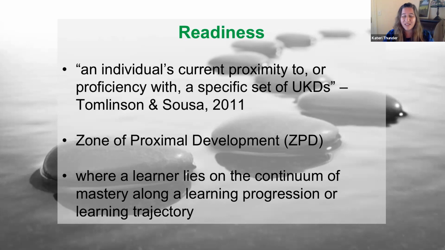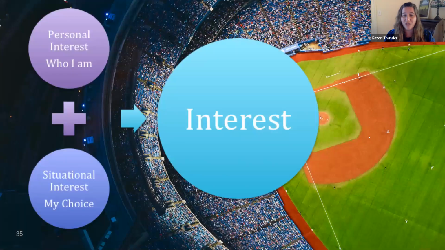Sometimes you can think of readiness as that zone of proximal development, right? That's where are they in that learning progression or that learning trajectory towards mastery? Where are they at the edge of understanding? So I can take any task and say, well, based on my students' readiness, I'm going to make some adjustments. I can also make adjustments based off of interest.